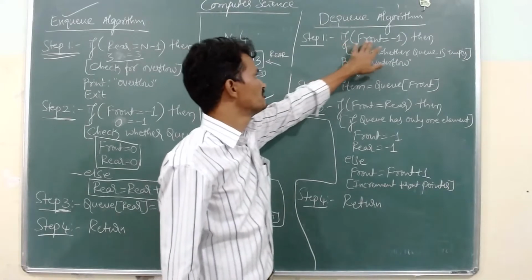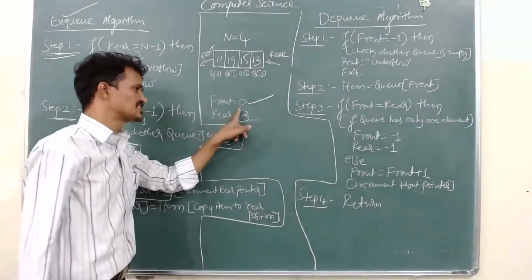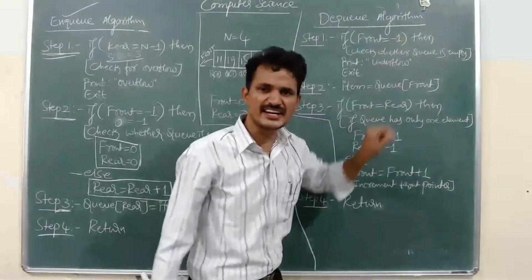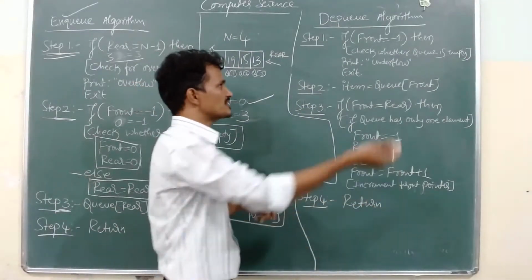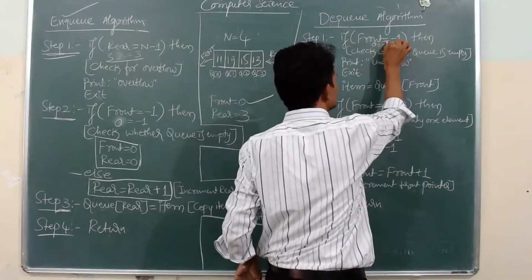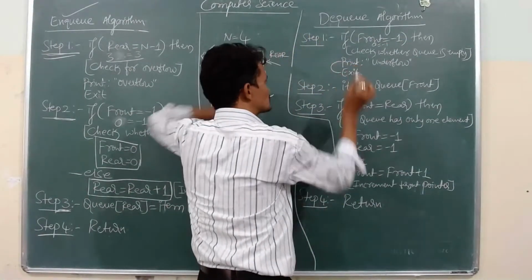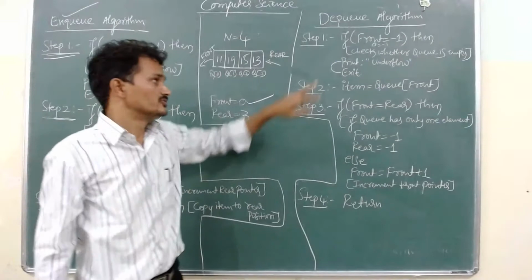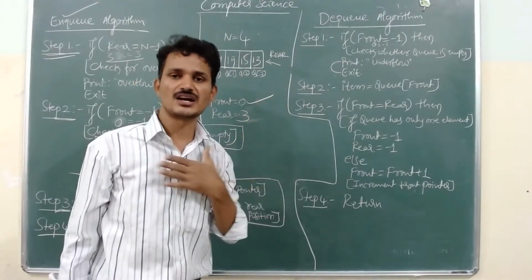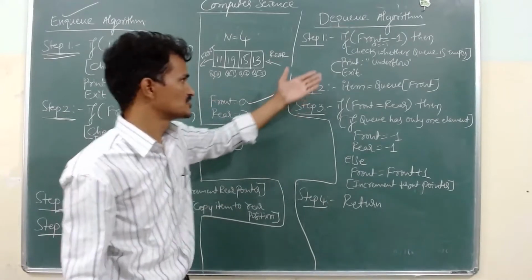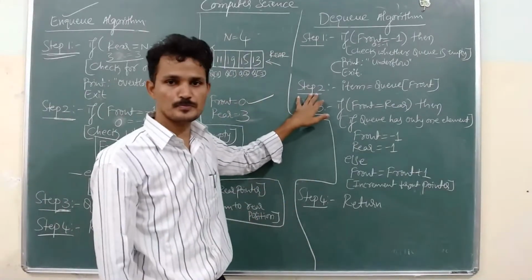Step 1, if front is equal to -1, what is the value of front? 0. 0 is equal to -1. Condition false. I am going to write here 0 is equals to -1. Condition is false. Condition false means I won't execute these two statements, that print and exit. These two statements will be executed only when the condition is true, but our condition is false. I will directly move on to step 2.